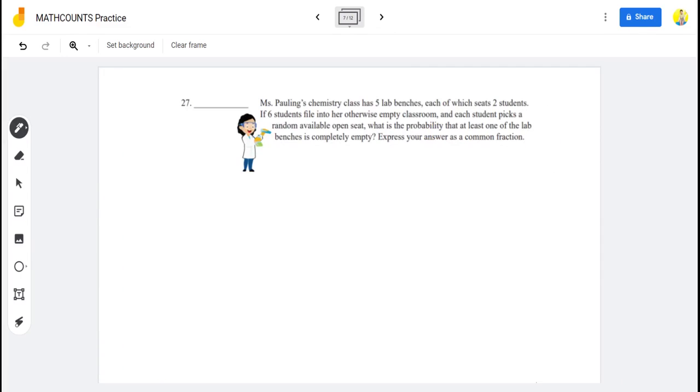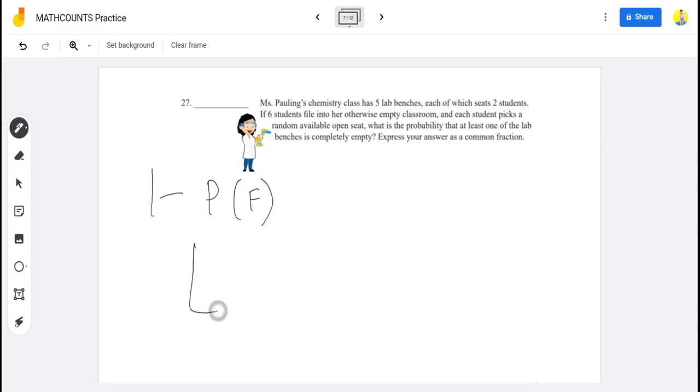Miss Pauling's chemistry class has 5 lab benches, each of which seats 2 students. If 6 students file into an otherwise empty classroom, and each student picks a random available open seat, what is the probability that at least one of the lab benches is completely empty? So we just do 1 minus the probability that all of them are filled.